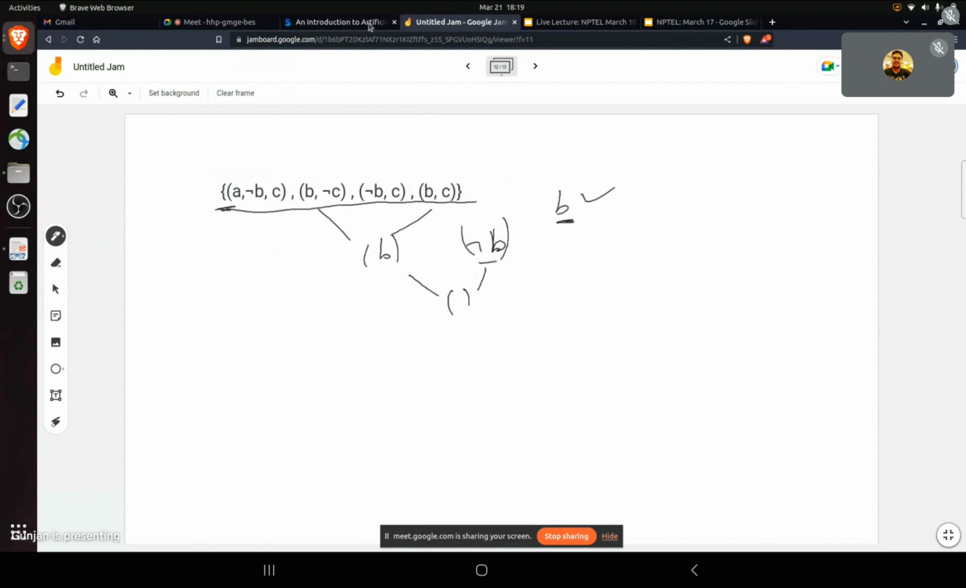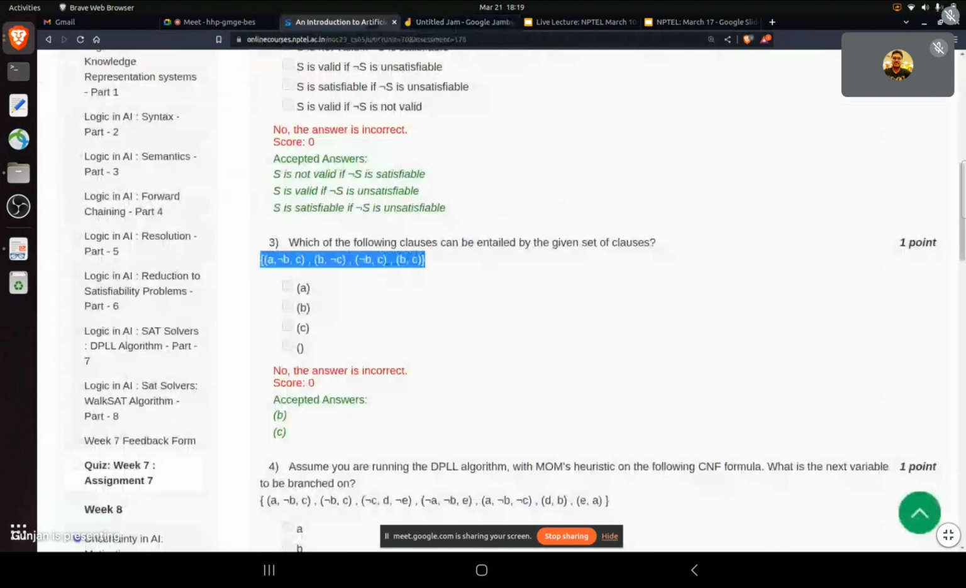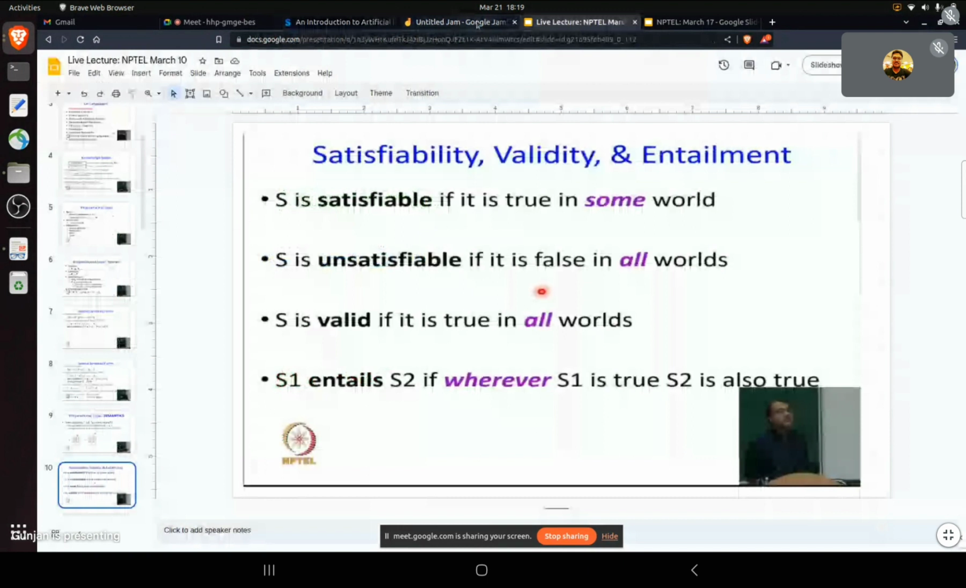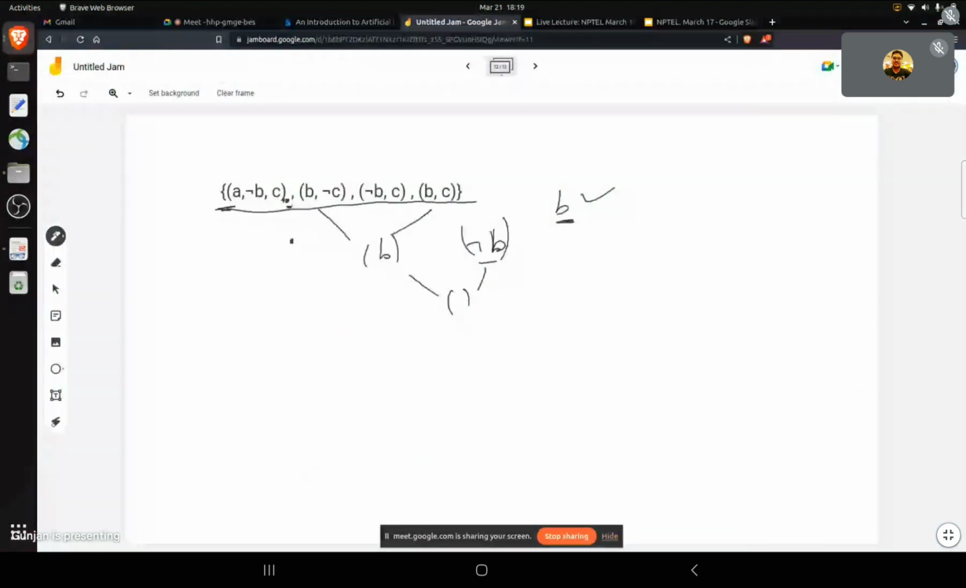Similarly, if we have to show A, can we, by any clause, show that in a world in which this is true, A is also true? Can we show?